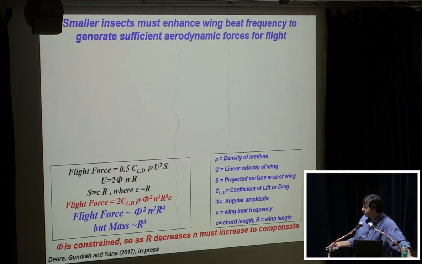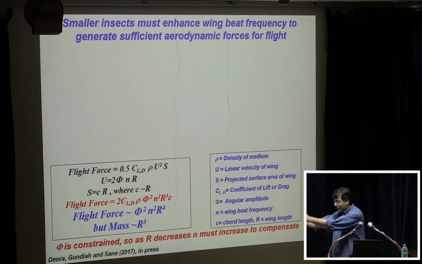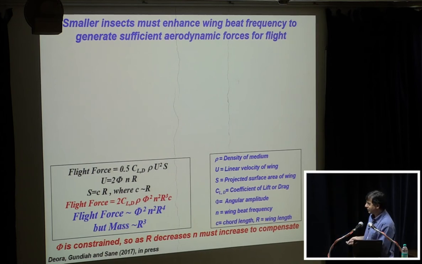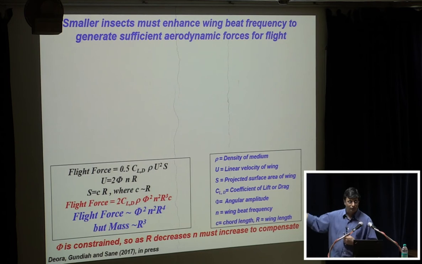If you work through this, you find that the flight forces go as a cube of the wing length, but because the chord length is also a function of wing length, this being the wing length and that the chord length, it actually goes as the fourth power of the wing length. So you can increase flight forces as the fourth power, but your mass is only increasing as a cubic power of R, which means that you have to do something in order to maintain those flight forces.